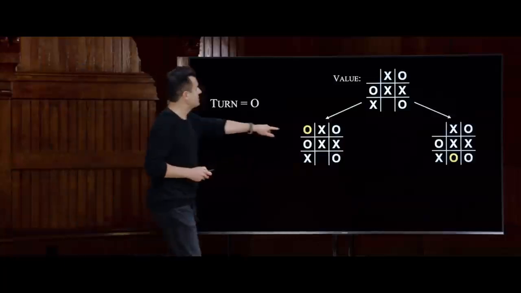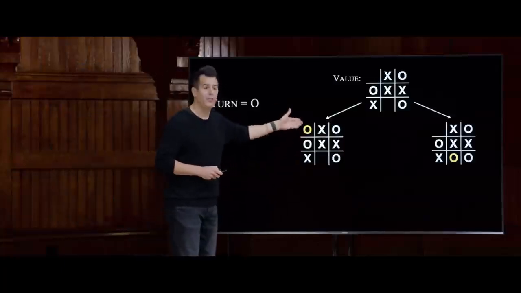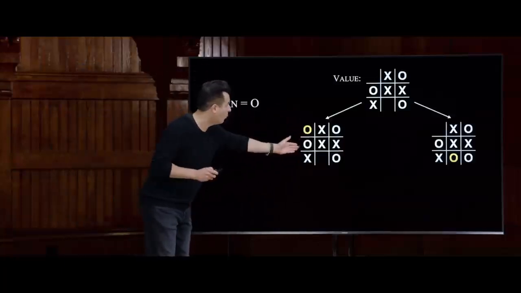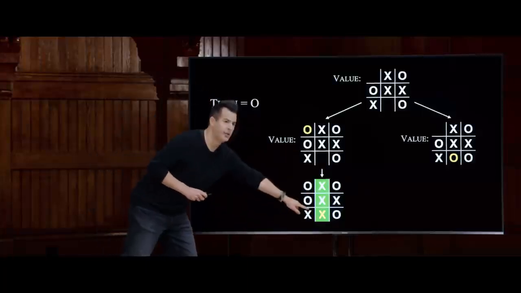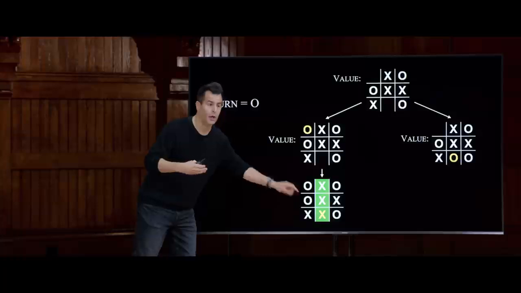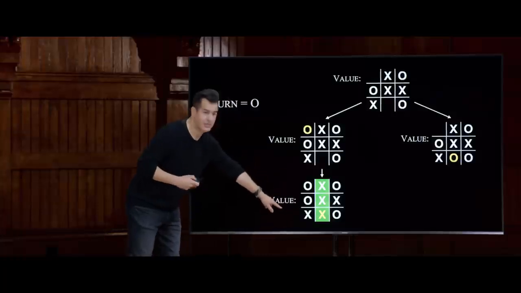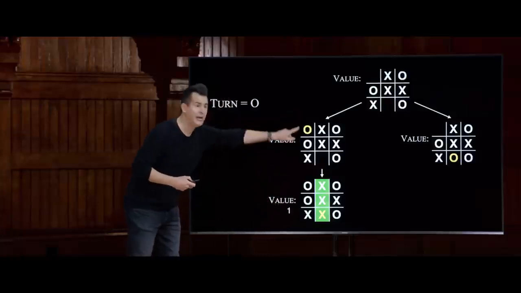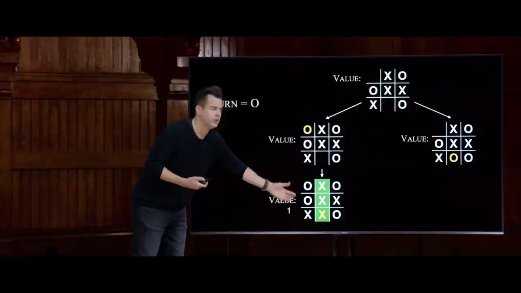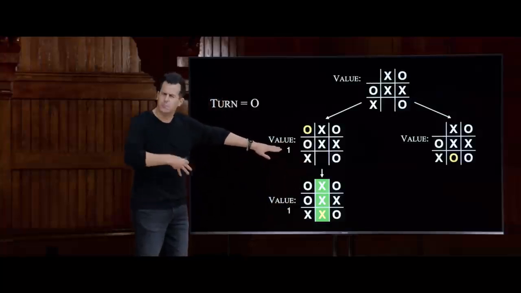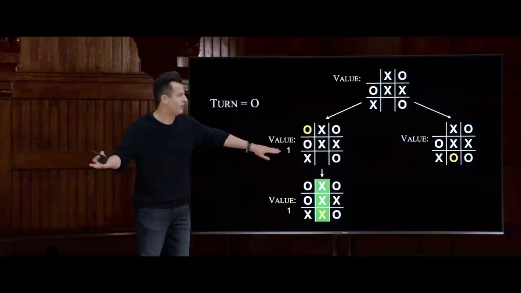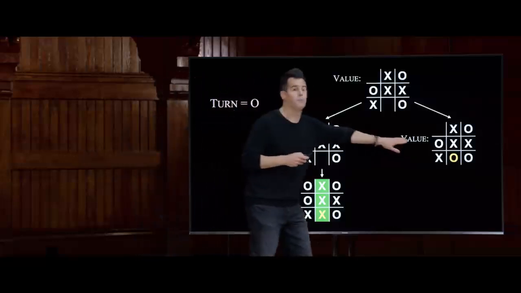Well, if O goes in the top left-hand corner, what's the value of this board? We're not sure yet because no one has won. Well, if then X goes invariably in the bottom location there, darn it, now X has won. So the value of this board way down here is by definition 1. There's only one way logically to get from this board to this board. So we might as well, by transitivity, say that the value of this board is 1, even though it hasn't been finished yet, because we know where we're going with it.